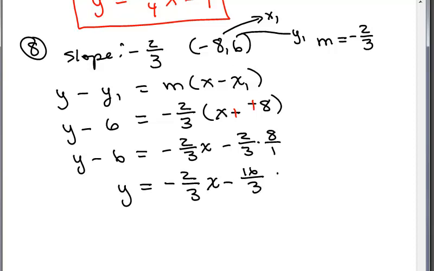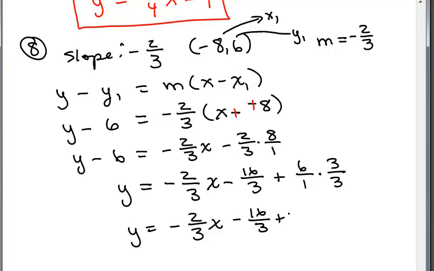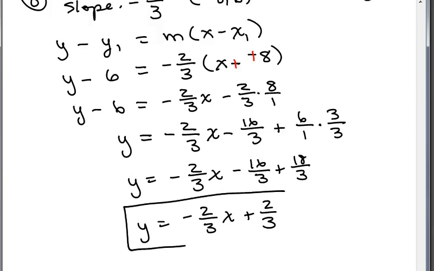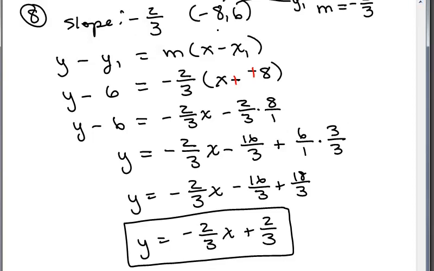Okay. And then when I add 6, I'm going to get a common denominator of 3 over 3, so I can add like terms here. So this gives me y equals negative 2/3 x, minus 16/3 plus 18/3, which is y equals negative 2/3 x plus 2/3. That is one way to solve this problem. The other way to do it is you can find b by plugging in negative 8 for x and 6 for y. So I'm going to show you the other way.